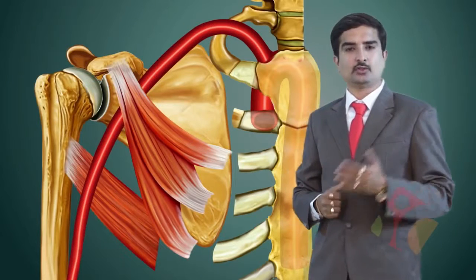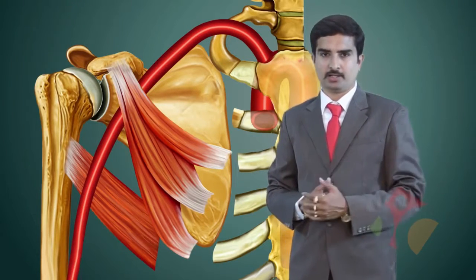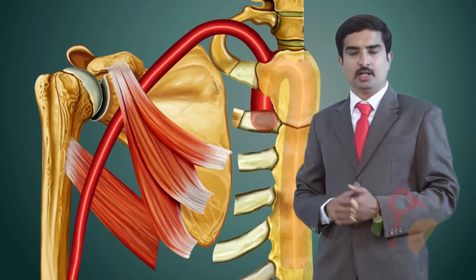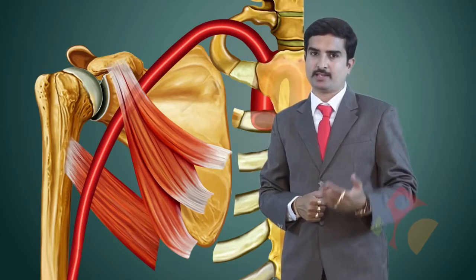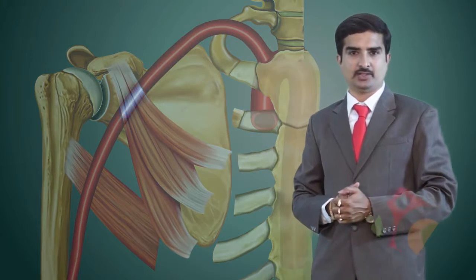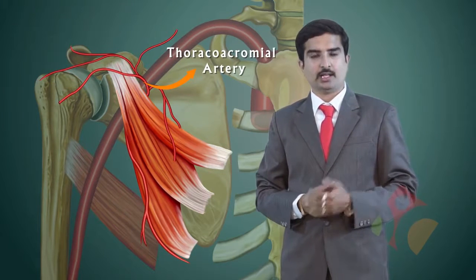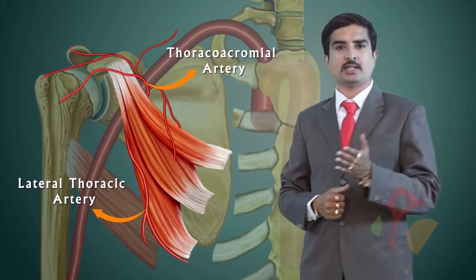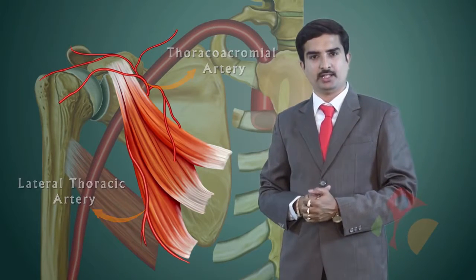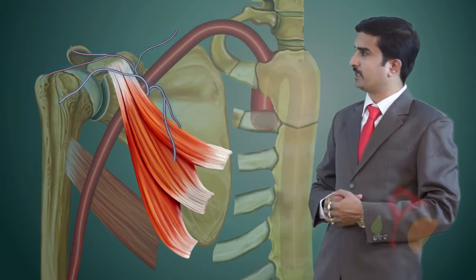After studying the superior thoracic artery, which is the branch of the first part of the axillary artery, now I am going to explain another two branches which are arising from the second part of the axillary artery. They are the thoracoacromial artery, and the second one is the lateral thoracic artery. Let's discuss these two arteries in detail. First, I am going to explain the thoracoacromial artery.